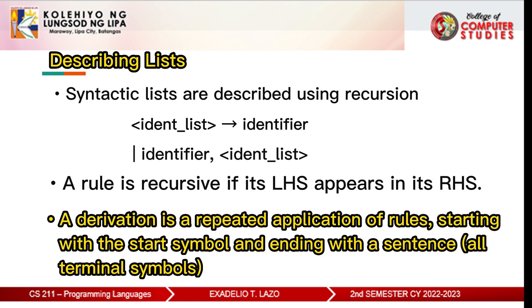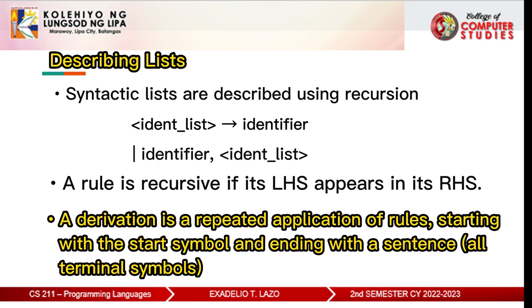<ident_list> → identifier | identifier, <ident_list>. This defines <ident_list> as either a single token, identifier, or an identifier followed by a comma and another instance of <ident_list>. Recursion is used to describe lists in many of the example grammars.